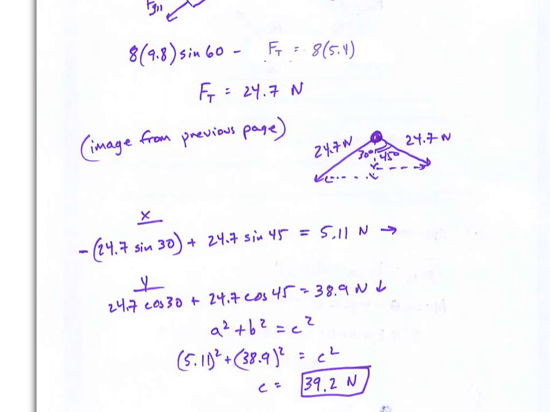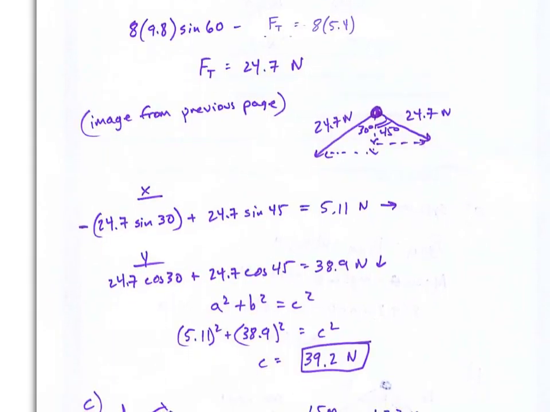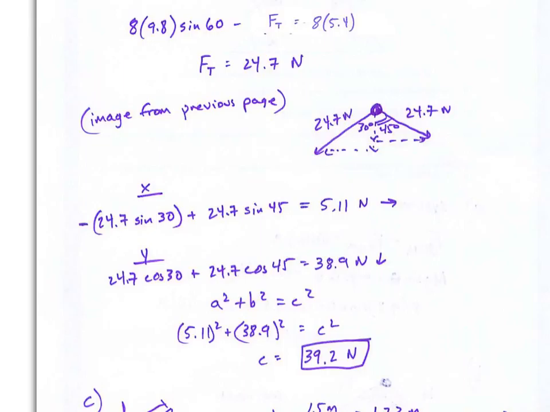Now same thing for y, except now I'm going to use cosine, because again I'm measuring the angle from the vertical. Looking at my diagram, the cosine is the adjacent side there, which is the y component. So 24.7 cosine of 30 plus 24.7 cosine of 45, and I'm going to call the downwards direction positive here, equals 38.9 newtons.